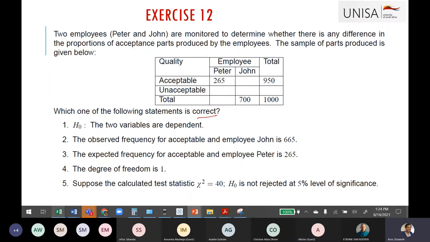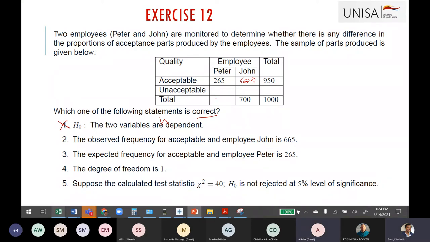Number one, we're looking for the correct answer. Is the null hypothesis correct? It states that two variables are dependent. Incorrect. It should say independent. Number two, the observed frequency for the acceptable employee John is 65. Did you complete the whole table? It's 685 instead. Let's quickly complete this whole table.